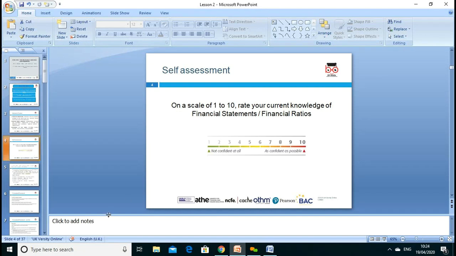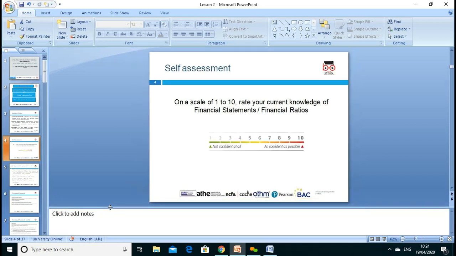So, does anybody know financial statements? How many types of statement do we prepare in accounts? Think about it. So, four types of statement. Those are compulsory for companies to prepare.